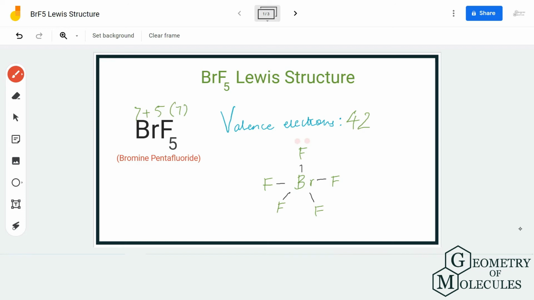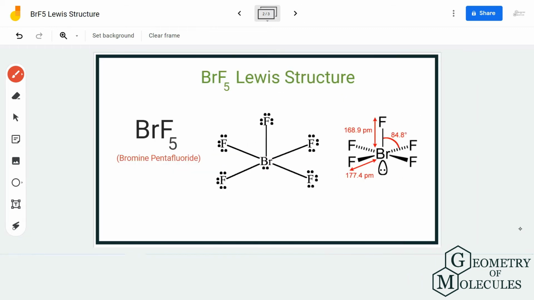Start placing these electrons around the fluorine and bromine atoms. As each fluorine atom is sharing 1 valence electron of the bromine atom, it will have a complete octet. So you have to place 6 valence electrons around each fluorine atom. Doing that, we will be left with 2 valence electrons, which we will place around the bromine atom.